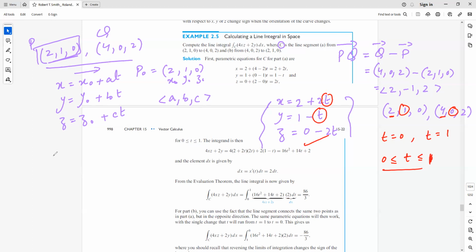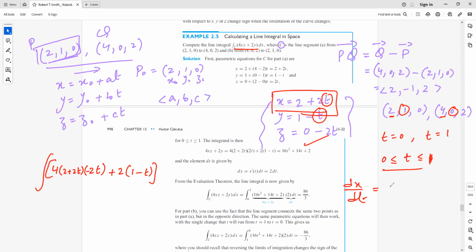Now we have the parametric form of the curve C and the limits, so we can write this integral in terms of t. It will be 4 times x, which is 2 plus 2t, times z, which is negative 2t, plus 2y, so 2 times 1 minus t, and in place of dx we use the relation between dx and dt. Differentiating with respect to t, we get 2, so dx equals 2 dt. Then take out this 2 and multiply. We get 4 times 2 is 8, times negative 2 is negative 16t, and then negative 16t squared plus 2 minus 2t dt.